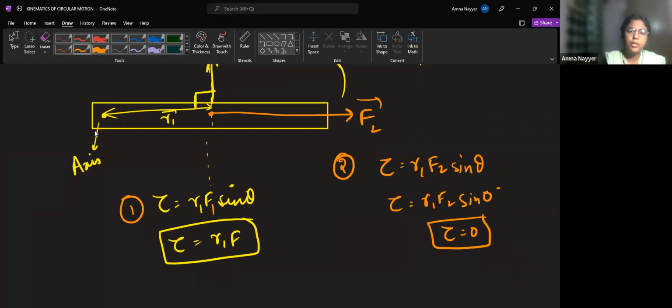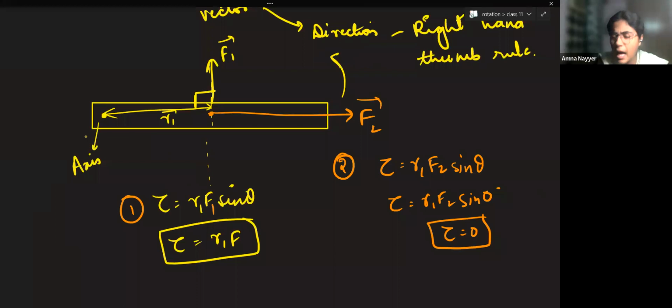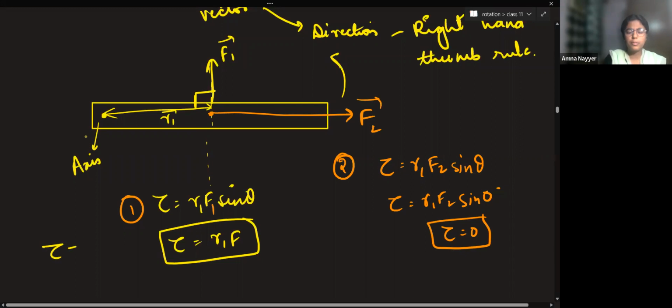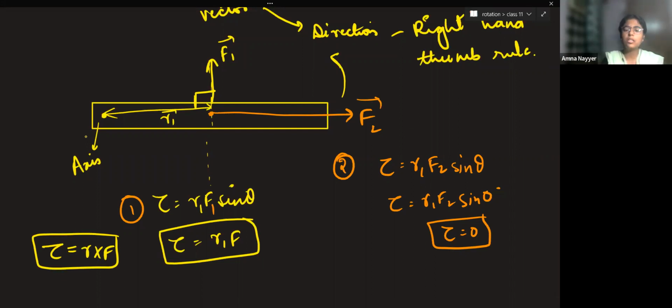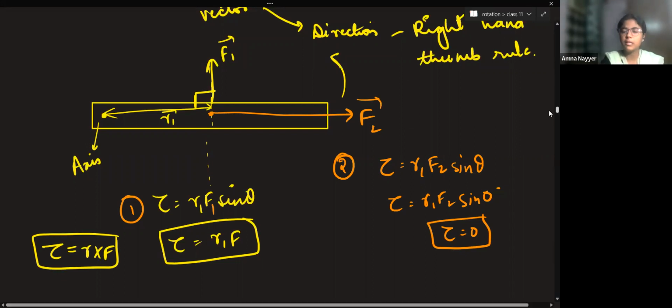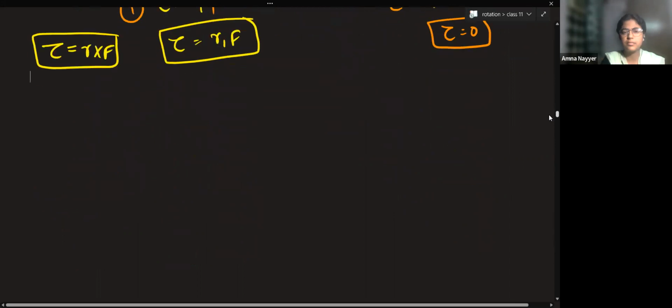Now, based upon torque, you have numericals which are straightforward, which involve R cross F. So the cross product can also be applied in certain numericals if it is asked. One small topic that we have is angular momentum. Let us discuss that. Then we will straight away start with moment of inertia.